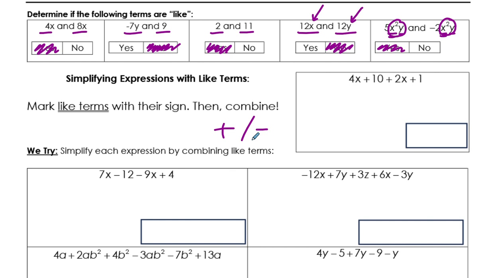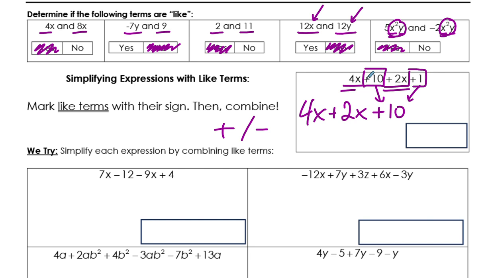So here I'm going to just identify which like terms I have. I have 4x and a plus 2x. I'm going to rearrange this so I group my like terms. 4x plus 2x. I would like for you to write this with me. Regroup this, rearrange this so that your like terms are put together. We have 2 constants here, 10 and 1. We're going to rewrite those with the sign that's in front of the number. That is a plus 10, that's a plus 1. That sign is attached to that number. It comes down when we rewrite that.